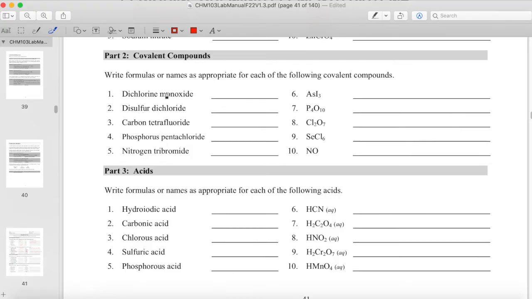Okay, so whenever we see names like this, recognizing those Greek prefixes tells you, oh, you've got dichlorine. Well, that means there are two chlorines. So I look up my symbol for chlorine. Okay, that's Cl.